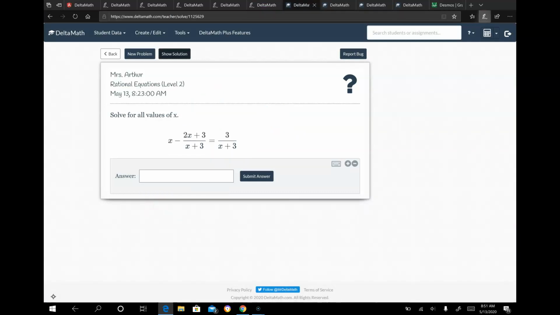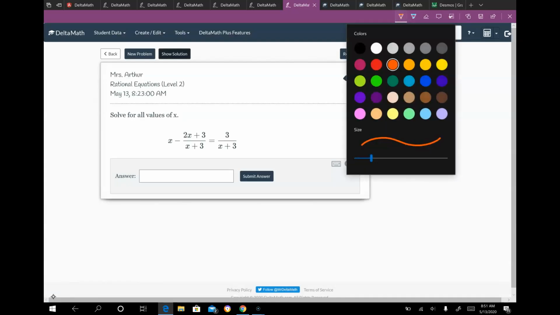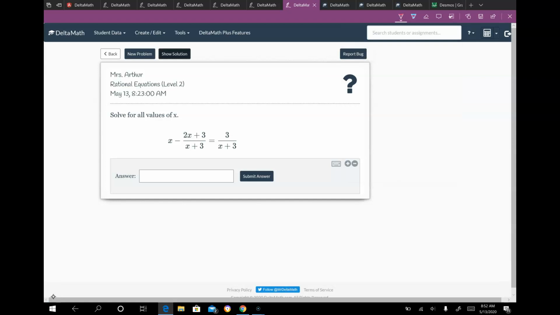All right, next one. This one. So this guy, let's solve him by hand, and then I'll show you again with Desmos. Okay, that's going to be the plan. So, first one, let's put x over 1 because it's a whole number. A whole number doesn't have a denominator. Okay, if it doesn't have a denominator, you can always put it over 1.